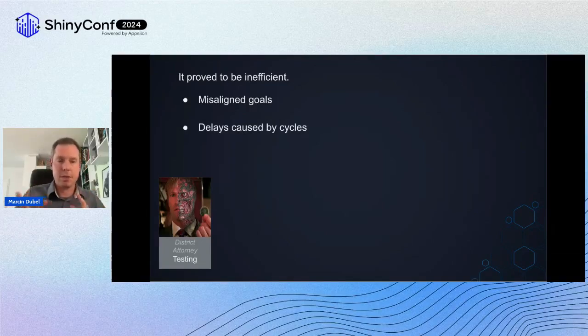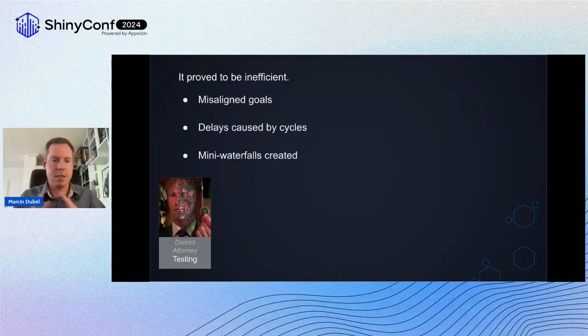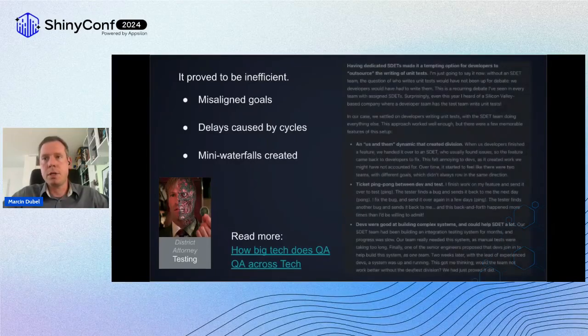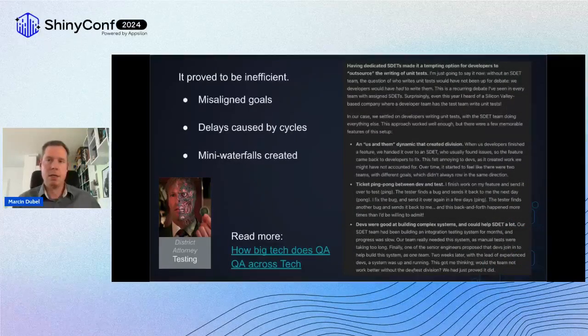There are delays caused by ping-ponging the tickets: okay, this is done, and then in testing I found a bug, it comes back to the developer team, they solve the bug, move it again to the testing team, and we have those cycles. And basically, we are creating mini waterfalls during our processes. The team is working on some requirements, then it's tested, and then it's deployed.